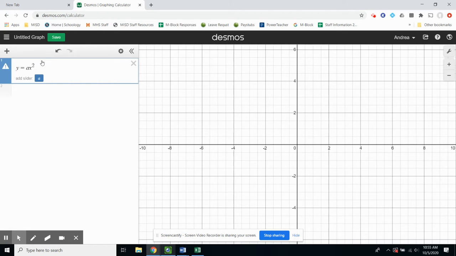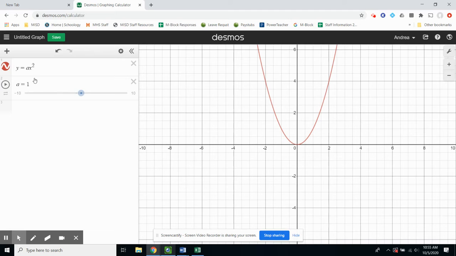Oh shoot, you cannot see my screen. Hang on one second. Oh yeah, you can. Just kidding. Okay, so you can click add slider. So I am not going to do this for you, but it says click on the A and the slider will appear. Drag the slider left and right to complete the following.